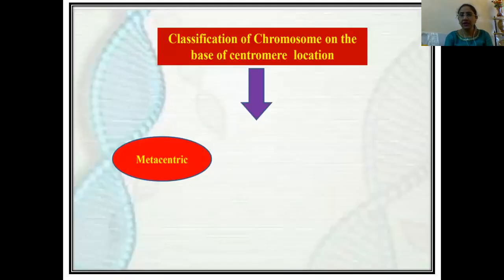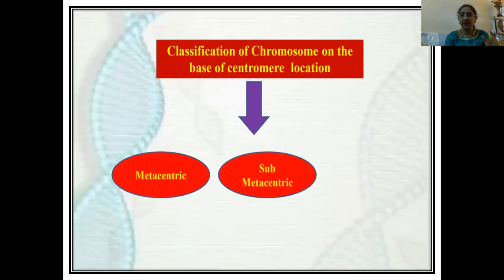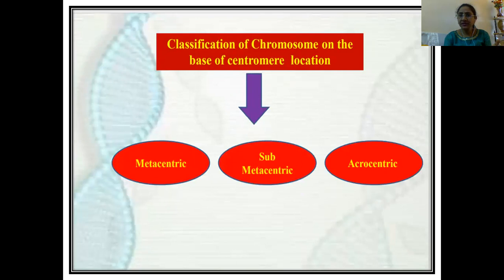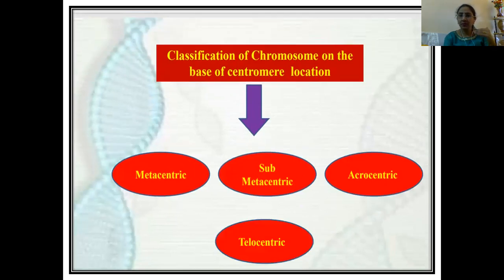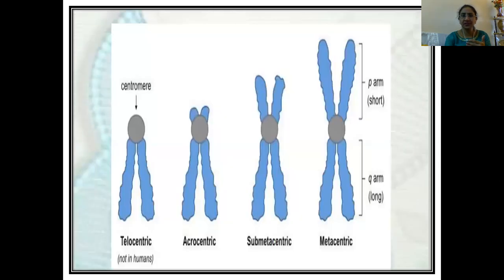Now, I have told you that based on the position of the centromere, we can classify the chromosomes into different types. The first one is metacentric, then submetacentric, acrocentric and telocentric. So based on the position of the centromere, we have classified the different types of chromosomes into four types. First is metacentric. As you can see here, it has two chromatids, a short arm and a long arm. The short arm is called the P arm and the long arm is called the Q arm.